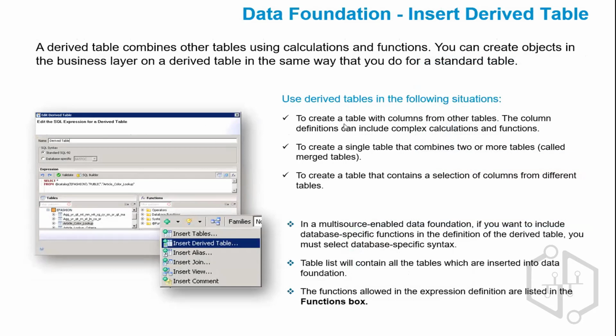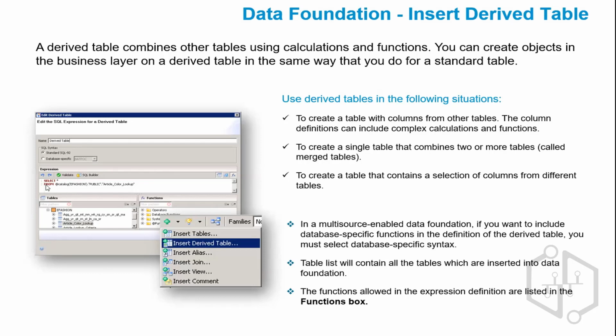So derived table, as I already told you, is used to create a table with columns from other tables. If we want to create a table with columns from other tables, then we will use a derived table. If you see here, we have to write formulas to create a derived table. Here, insert derived table. If we click on that, a pop-up window will come. There they ask what name you want to give that derived table and what the formula is. So for this purpose, we need to have some basic understanding of SQL.